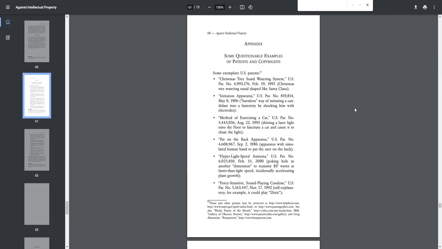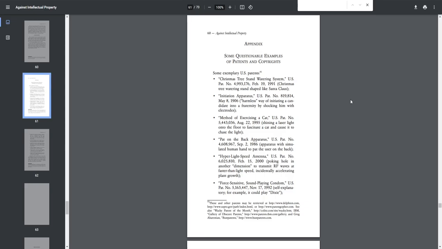Appendix. Some questionable examples of patents and copyrights. Some exemplary U.S. patents. Christmas tree stand watering system. Christmas tree watering stand shaped like Santa Claus. Initiation apparatus. Harmless way of initiating a candidate into a fraternity by shocking them with electrodes.